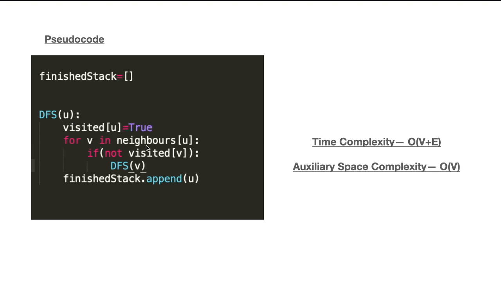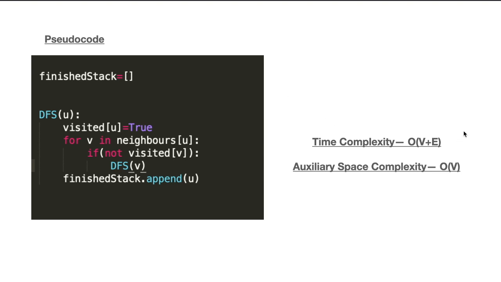And then I'm looping through all its neighbors in the adjacency list. If that neighbor happens to be unvisited, I perform a DFS on that. And once I'm done exploring all its children, and there is nothing more to explore, I add that node U into my finish stack. So this line is the only modification to the procedure, and the rest of the procedure remains the same.